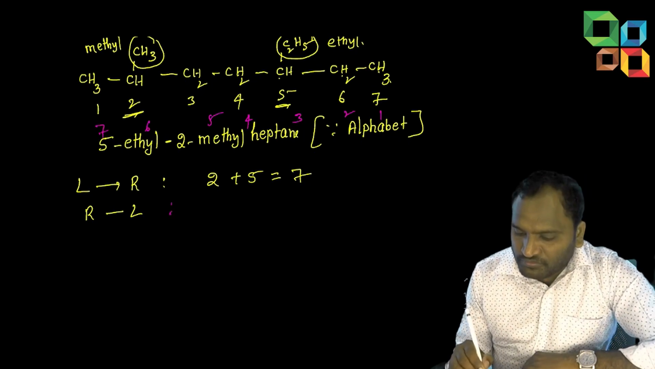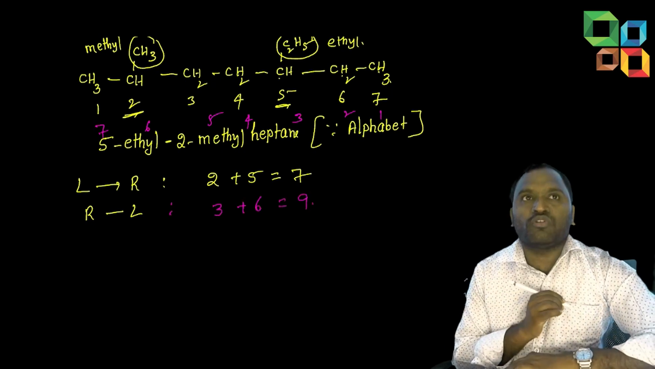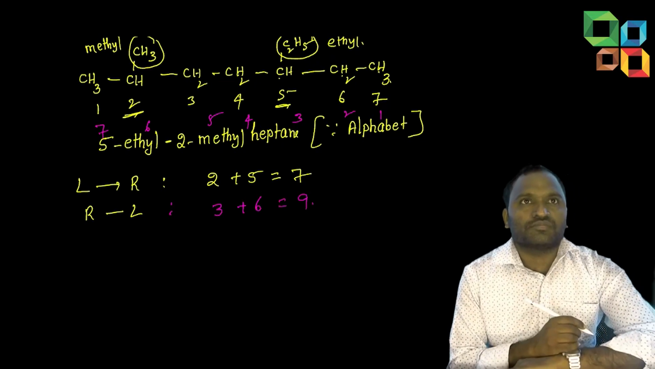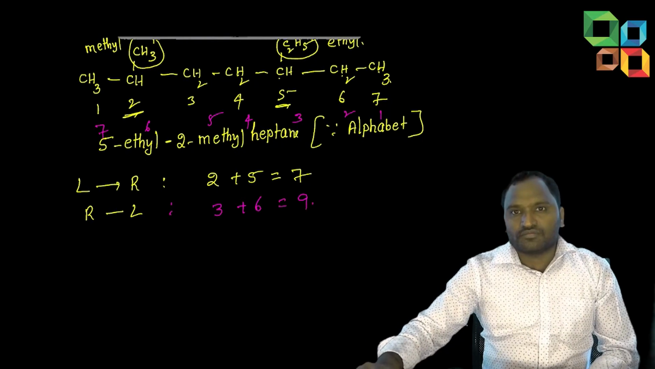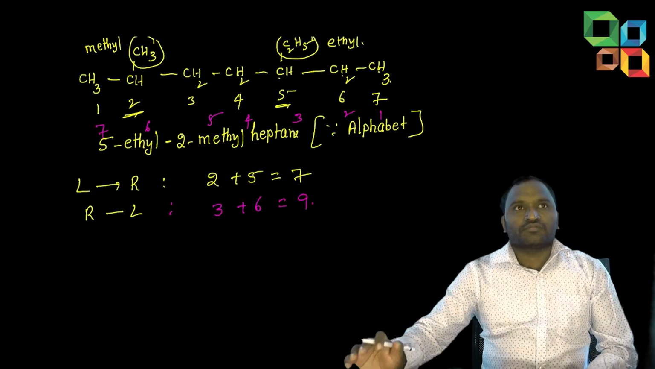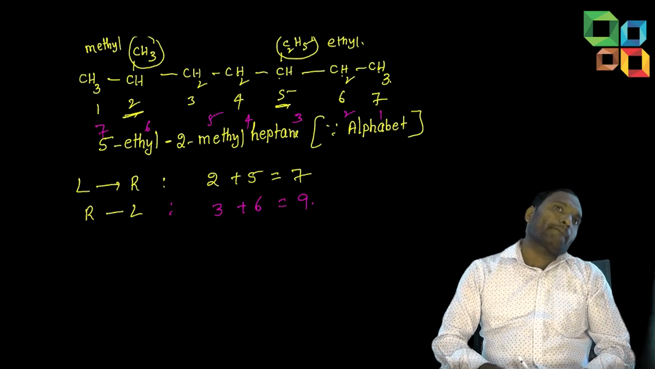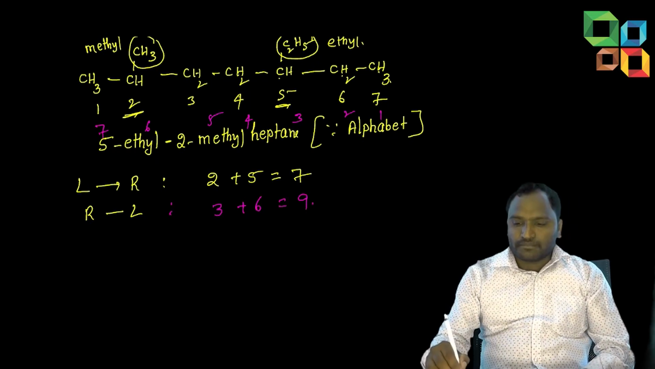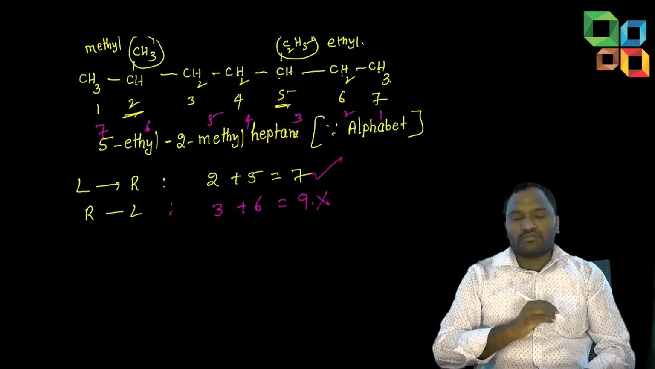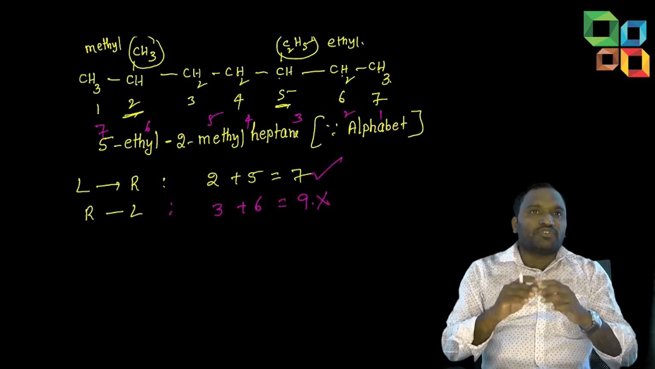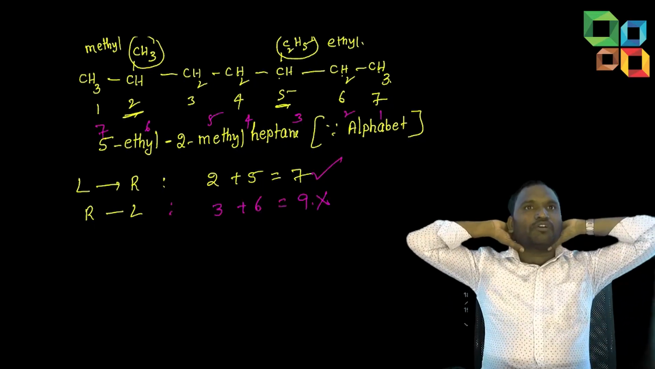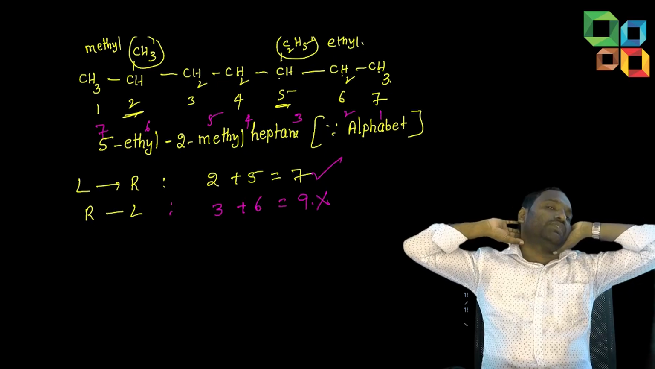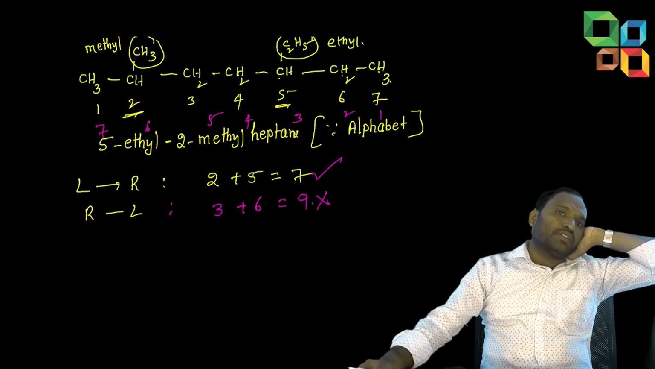Just tell me, from right to left, which are the positions? Third one and sixth one. This sum should be lowest. Lowest sum rule, you can also say. Shravan, got it? So this is the preferred one. This is not. Understood, students? Still, if you have any confusion, use this method. Sum of the locants, whichever direction you get less, that one.